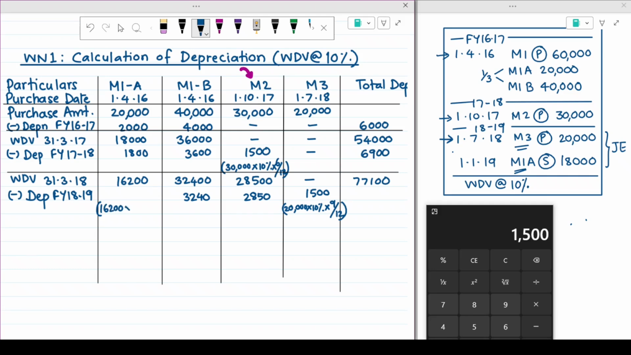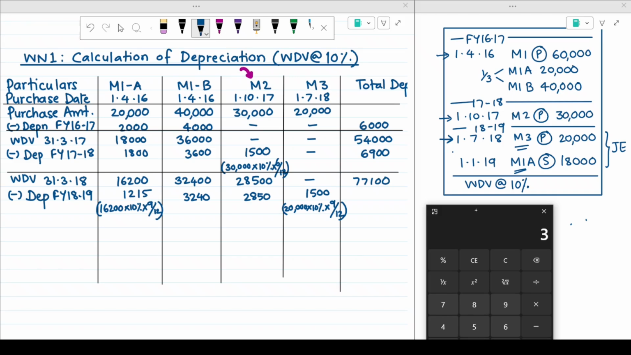16,200 into 10%, but the machinery was used in the business from April, May, June, July, August, September, October, November, December. That is for 9 months. On 1st January, it was sold off, right? So for 9 months, 9 divided by 12. Let's do the working. 16,200 into 10% is 1620, into 9 divided by 12, we'll get 1215.